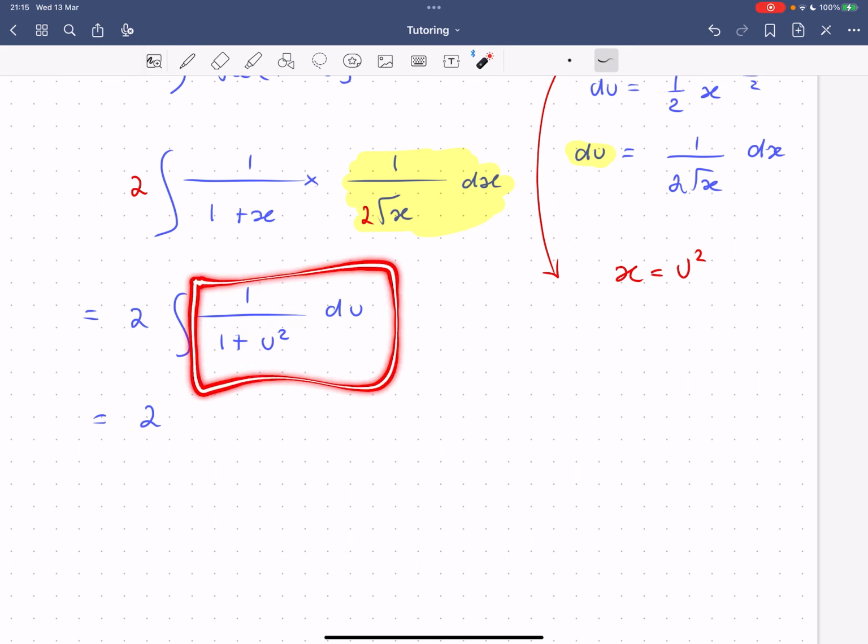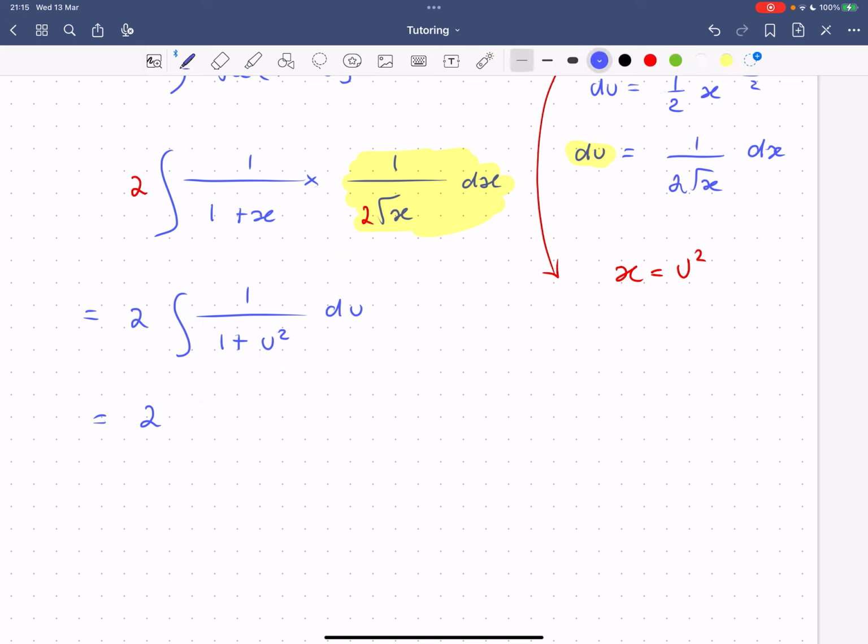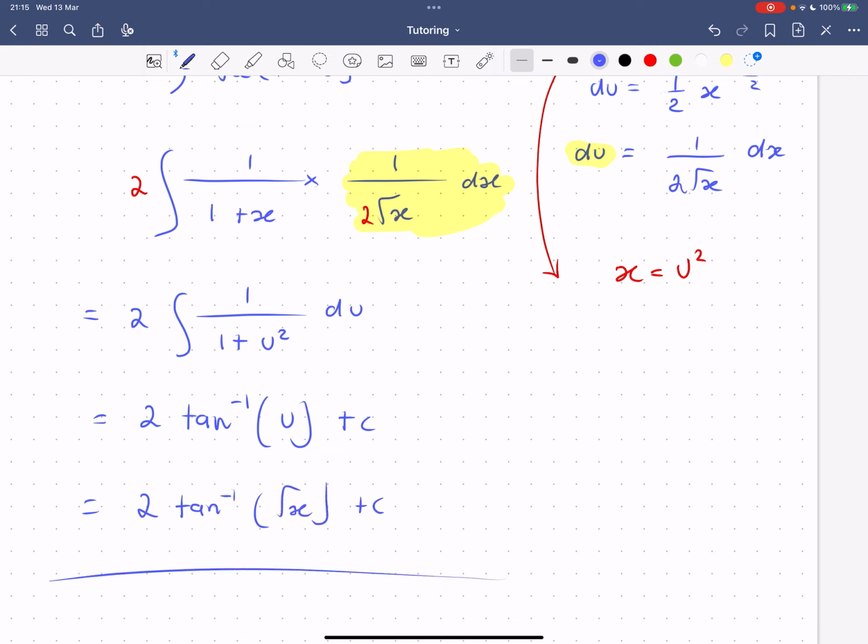It doesn't matter what letters are down here because it doesn't have to be x, it can be whatever we want. So 2 tan inverse of u plus c. But that's not good enough as our answer because we know u is root x. And we're plussing c.